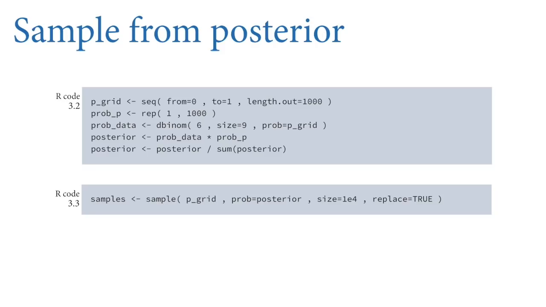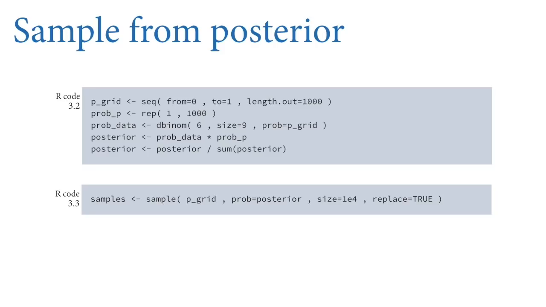You can use the sample function. You sample from the grid. That's why it's sample p_grid. Remember, grid is just the list of all the possible explanations of the data. And prob equals posterior means we sample them in proportion to their posterior probabilities. We're going to sample 10,000 of them. That's what 1e4 means. And we're going to do it with replacement.